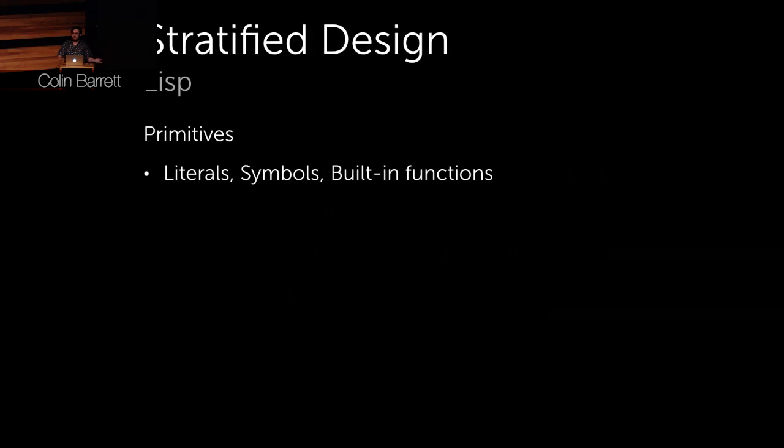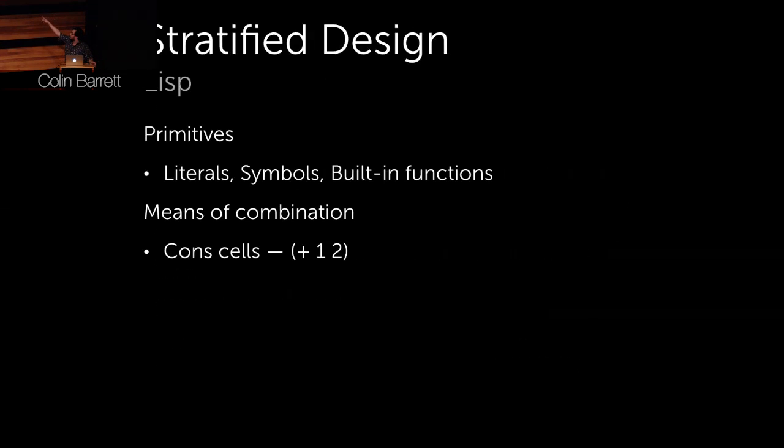For the primitives, we're going to have all the literals like numbers and strings and stuff like that, and also symbols, similar to symbols in Ruby, and any built-in functions. We're going to have ways to combine them. The primary way is this cons cell, (plus 1 2), or applying any function to its arguments, looks like that. And that's where the list in list processing comes from. And then for the means of abstraction, we have lambdas. We have ways to name a parameter and operate with it as a unit, and we can also define just names in the environment as well, just like lets in Swift.